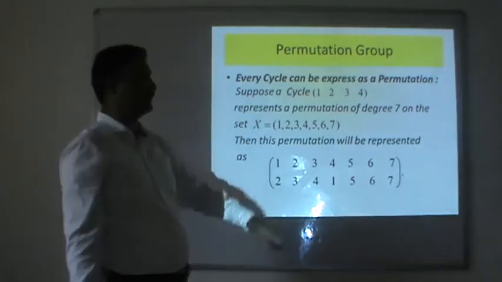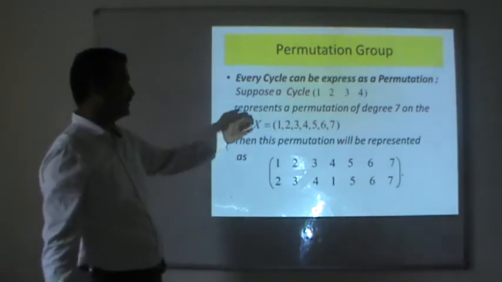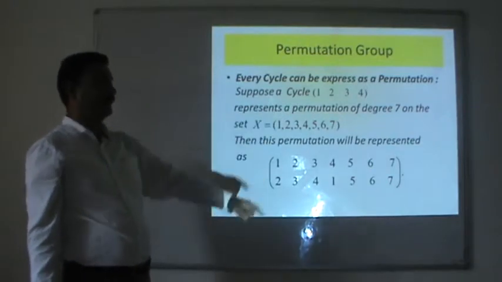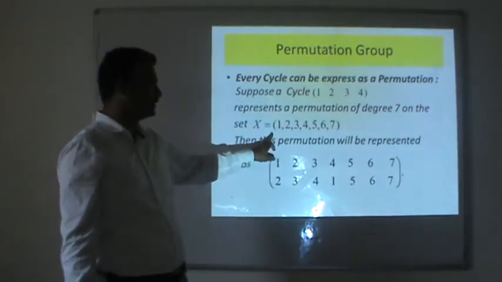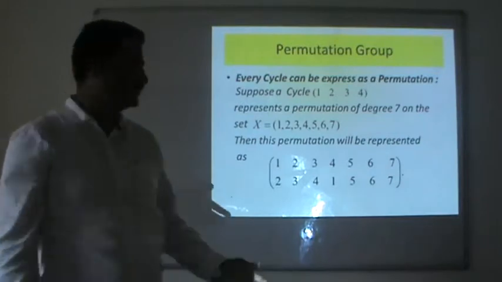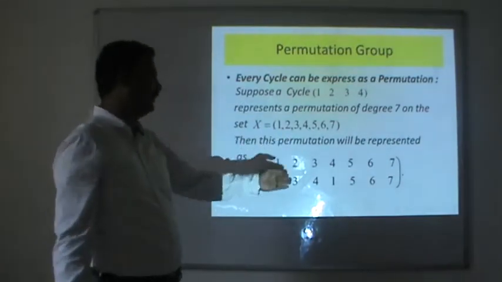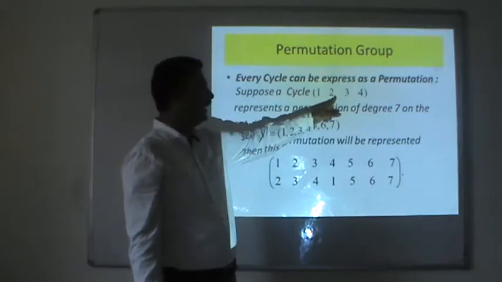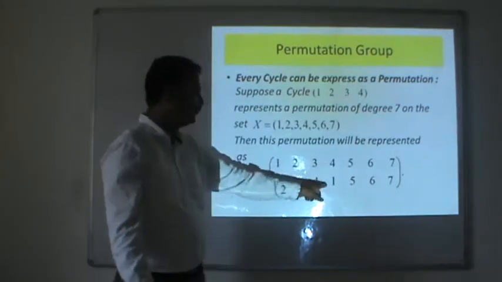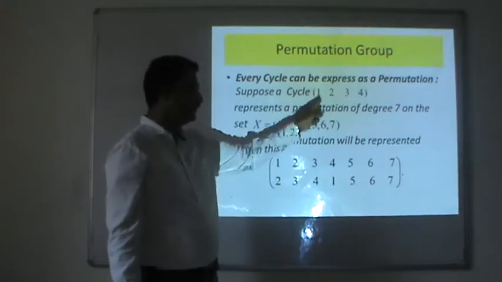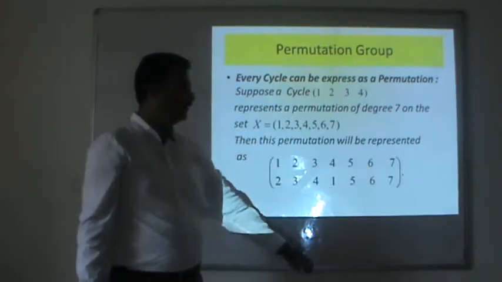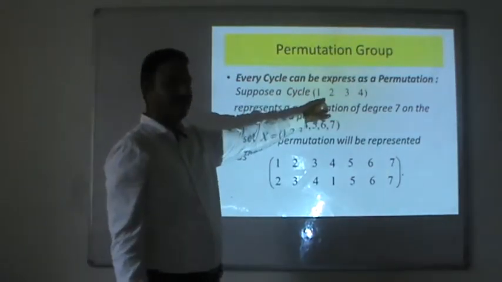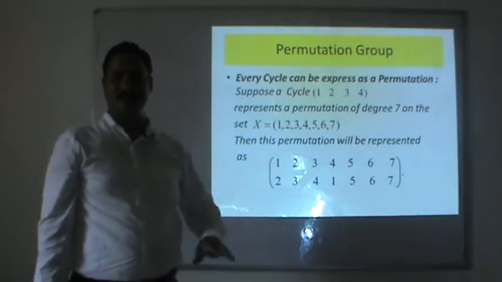Every cycle can be expressed as a permutation, which we already discussed. Suppose the cycle (1, 2, 3, 4) represents a permutation of degree 7 on the set X, which consists of 7 elements. Then this permutation will be represented as 1 goes to 2, 2 goes to 3, 3 goes to 4, and finally 4 goes to 1. The remaining 5, 6, and 7 remain unchanged because in the cycle we have just 4 elements. All the missing elements have an unchanged image.